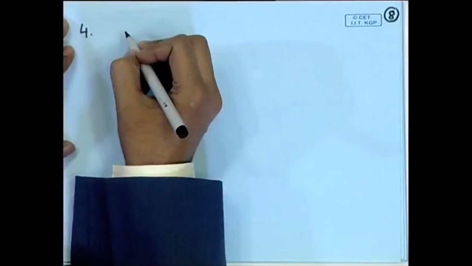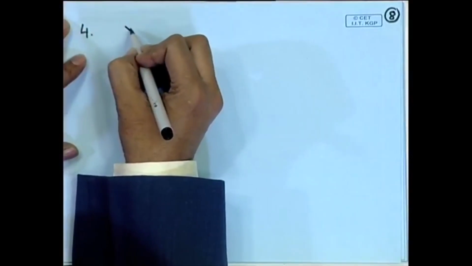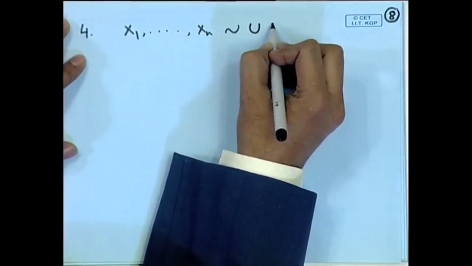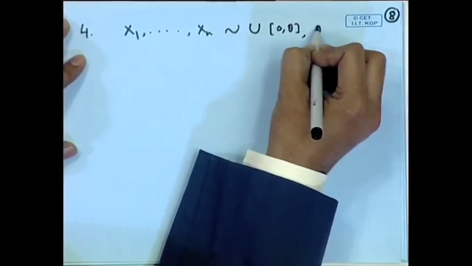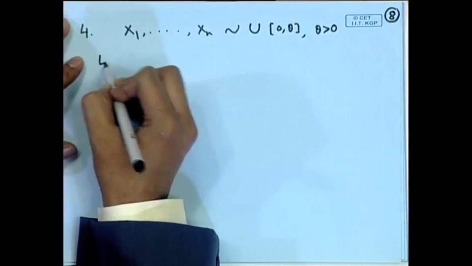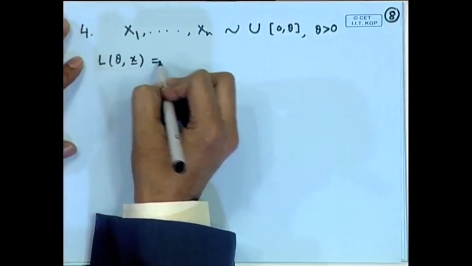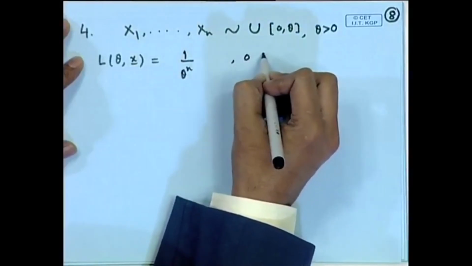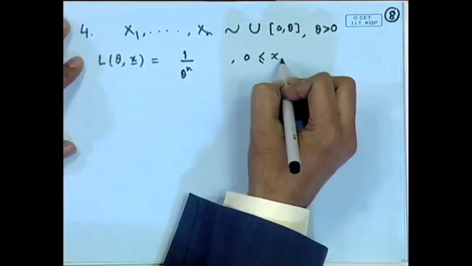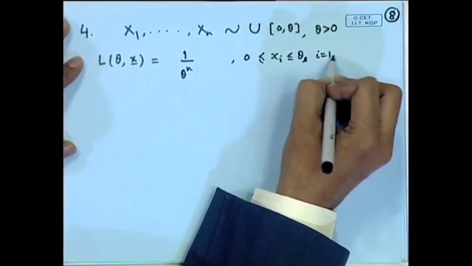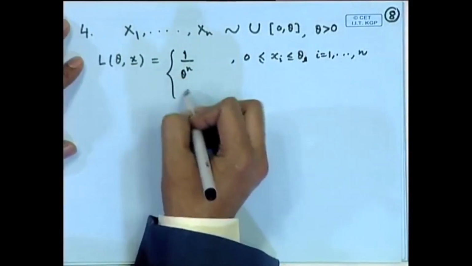Let us take another example where this process of argument does not seem to work. Let us consider a random sample from the uniform distribution on the interval 0 to theta, where theta is a positive real number. So, here the likelihood function is simply 1 by theta to the power n for 0 less than or equal to x i less than or equal to theta for i equal to 1 to n. It is 0 otherwise.